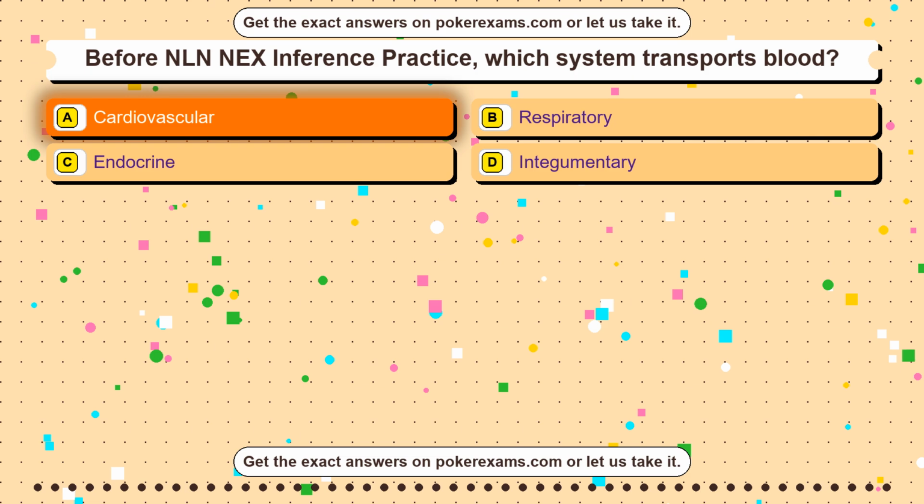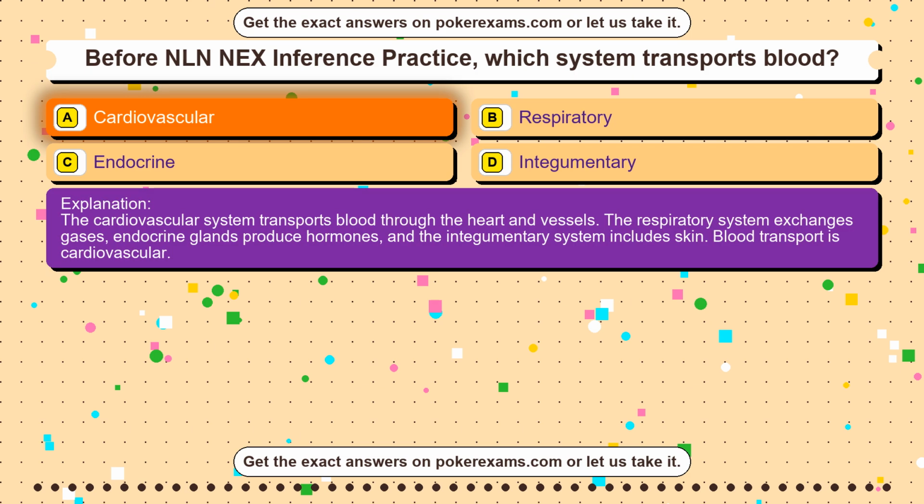Cardiovascular. The cardiovascular system transports blood through the heart and vessels. The respiratory system exchanges gases, endocrine glands produce hormones, and the integumentary system includes skin. Blood transport is cardiovascular.